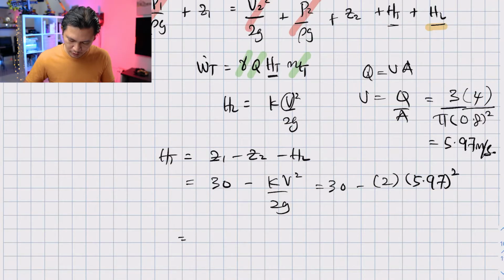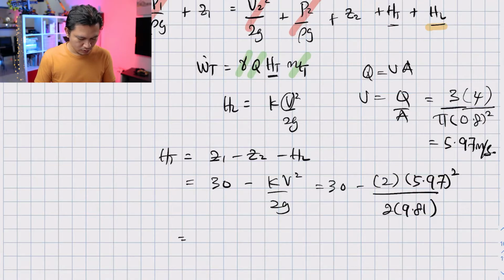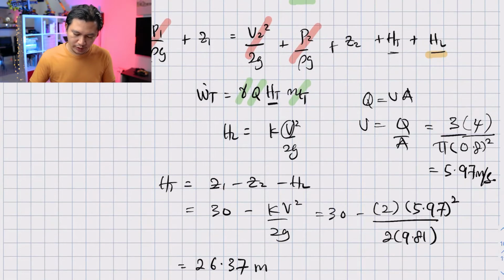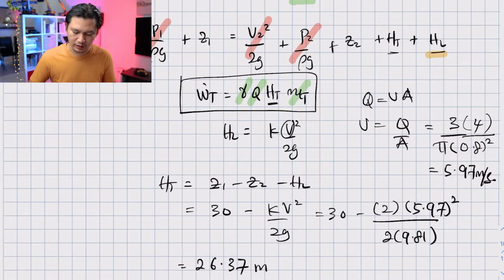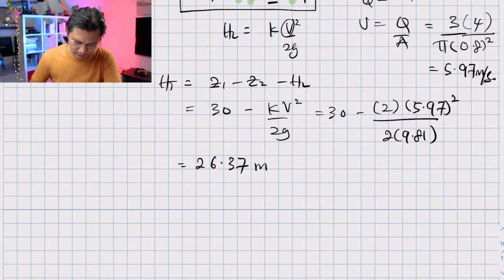So this will be 5.97 square. Don't forget the square. Divide by 2 times 9.81. Then 30 minus the answer. That will be 26.37 meter. And once we get HT, we can solve this equation definitely. So W dot T, I'm going to write it again.